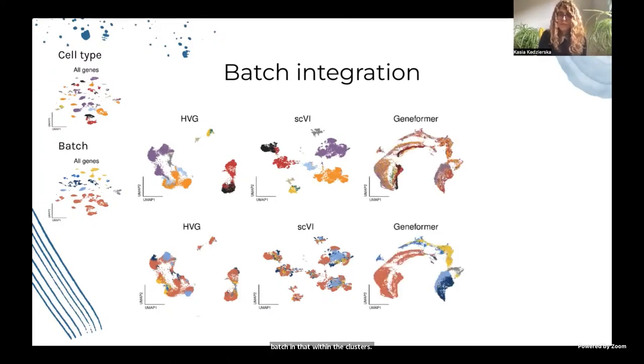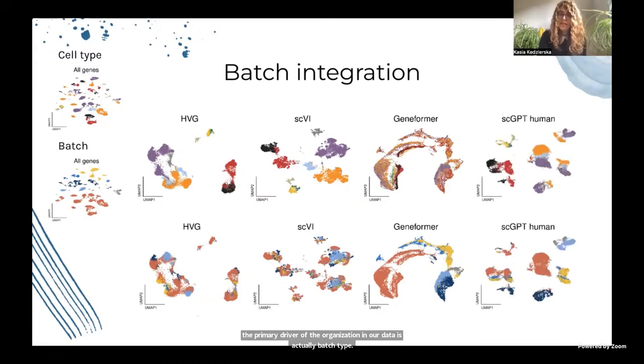However, when we look at GeneFormer, we see that the primary driver of the organization in our data is actually batch type, and then there is a lot of mixing within the cell type. In scGPT, we see clusters based on batches, but then some additional organization based on cell types. Overall, we see that foundation models did not perform well at batch integration.